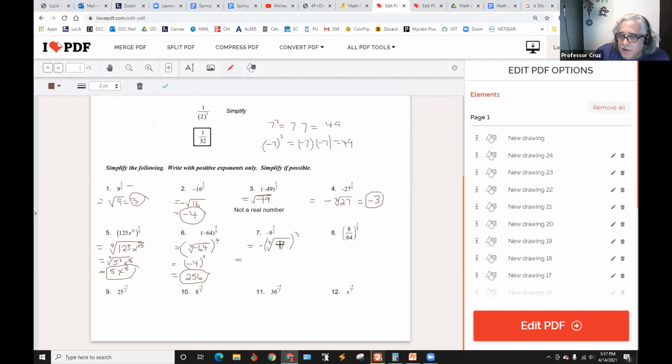So the square root of 9 is 3, right? And then the negative sign just comes along for the ride. So this is negative 27, right?